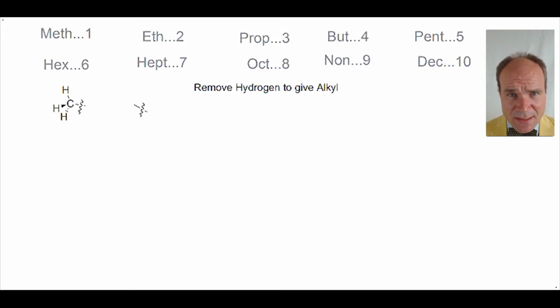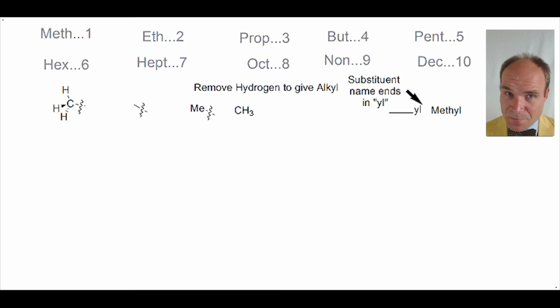Another way of expressing this is the letters Me. This is an abbreviation for the alkyl group that has 1 carbon. It also is CH3 in its condensed form. So notice there that it's not CH4, we've lost a hydrogen, so it's now CH3. But what are we going to call this? Well, we're still going to use our numbering nomenclature. So meth means 1. So instead of methane, we now have a methyl group.